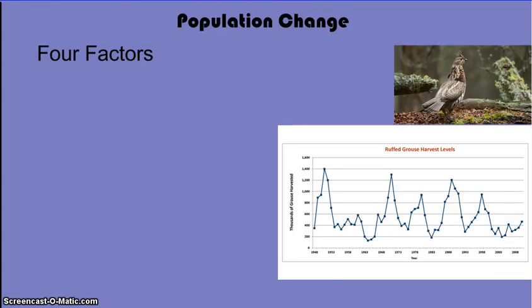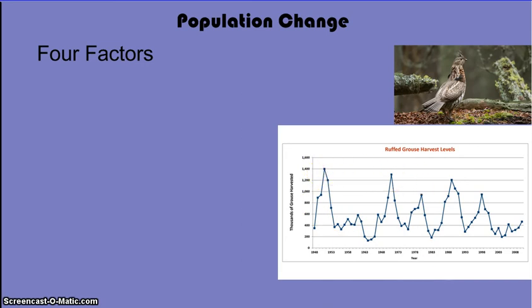Population change. Population changes as a result of 4 different factors. Here is a graph showing the population change. You should have this in your notes, of ruffed grouse, this bird up here. And this is the ruffed grouse population from 1948 to 2008. It's actually the harvest levels, the number that were killed by hunters, but it roughly approximates how many birds there are in the environment, because the higher the number of birds, the more that would be killed.